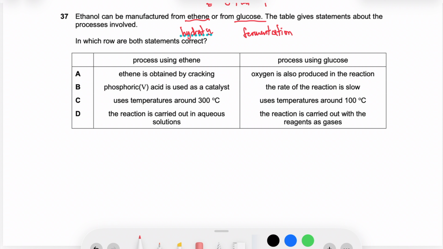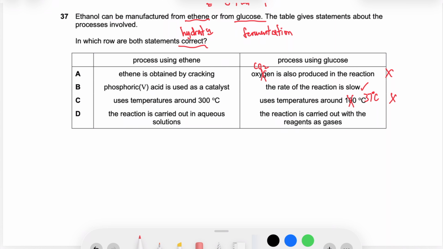Okay, so which of the following rows are correct? So let's look at glucose fermentation. Oxygen is produced in the reaction. No, it's not oxygen, it's CO2. Okay, so it's wrong. The rate of reaction is slow. Yes, fermentation is pretty slow. Temperature is around 100. No, it should be about 37 degrees Celsius.